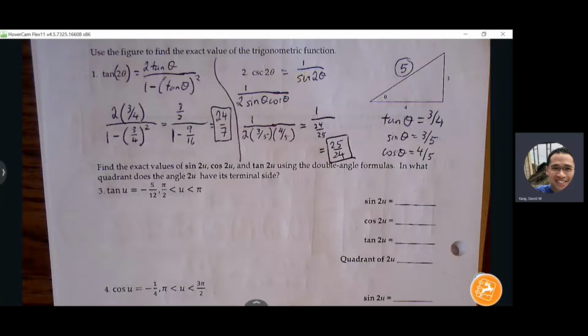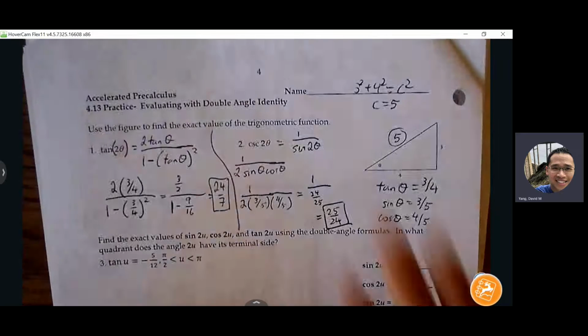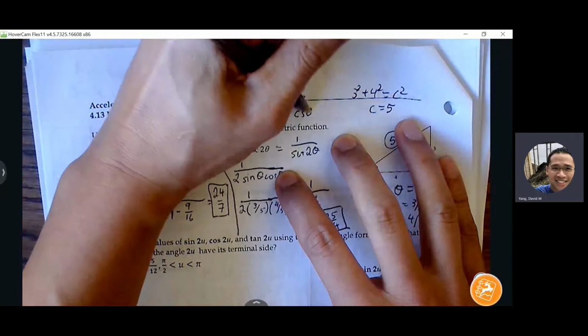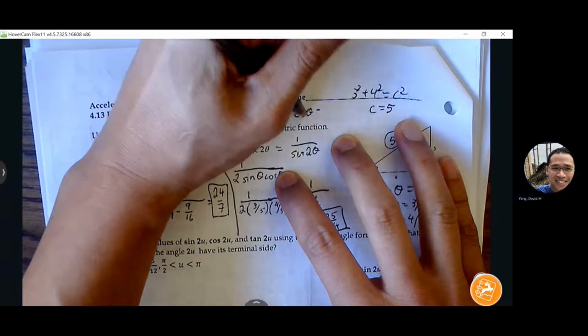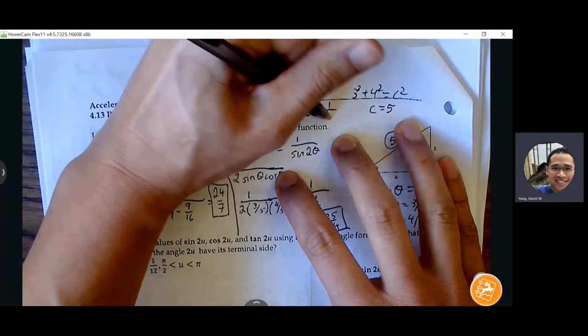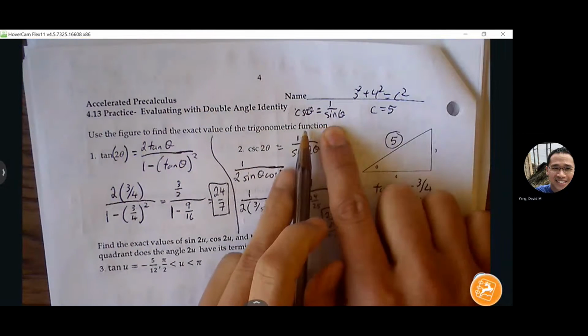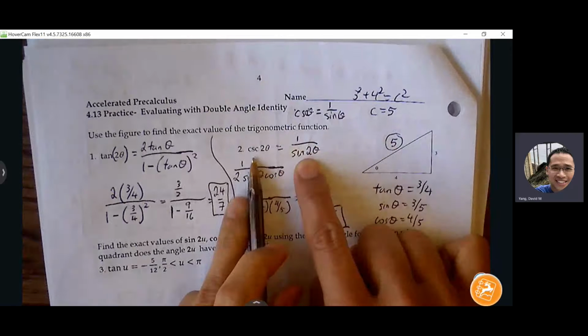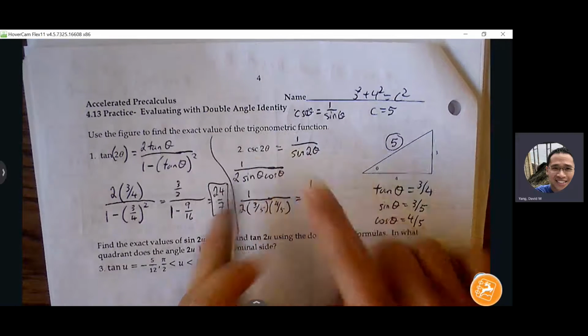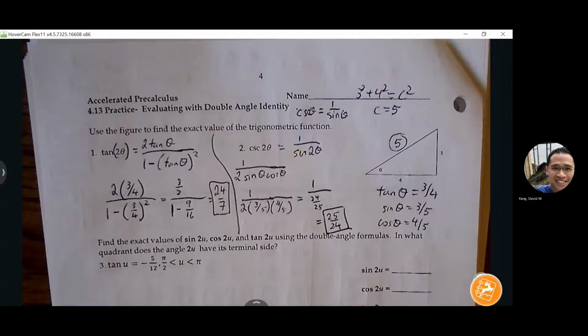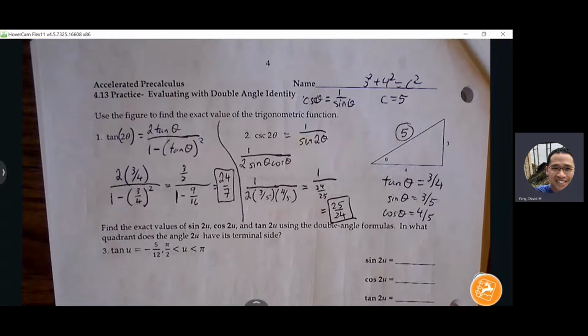All right, any questions here? Yeah. How do you get cosecant 2 theta equals 1 over sine 2 theta? Well, because of this relationship here, we know that cosecant is equal to 1/sine. So because of that, we can also make that same conclusion for cosecant 2 theta. All right, everybody good? Number 1 and 2. All right, moving on to 3.